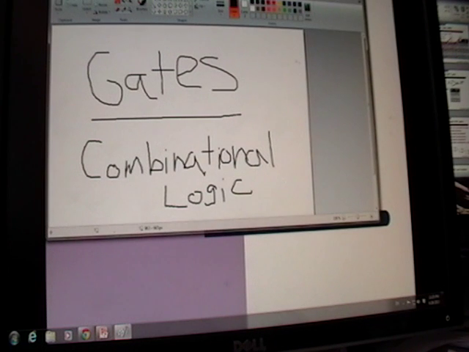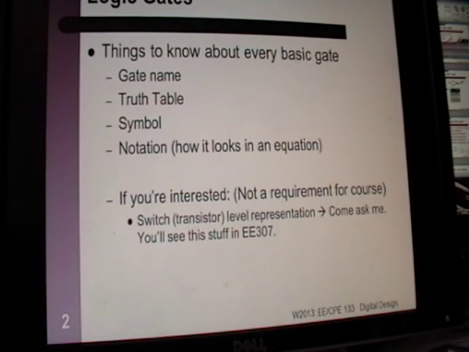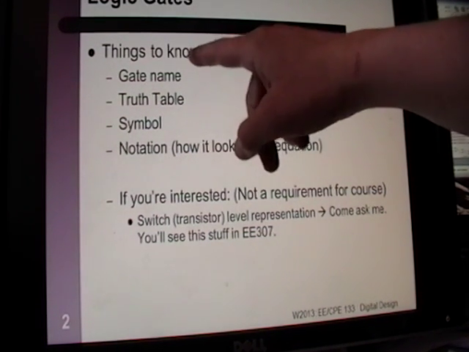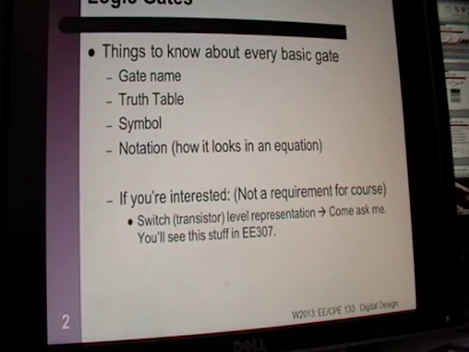This first section is what gates are and what combinational logic is. Okay. And what I think is important about gates is knowing their name, knowing their truth table, knowing their symbol, and notation, kind of the mathematical notation.